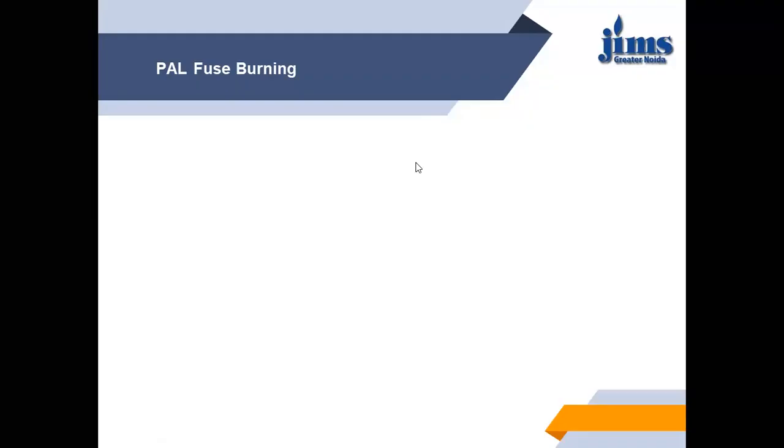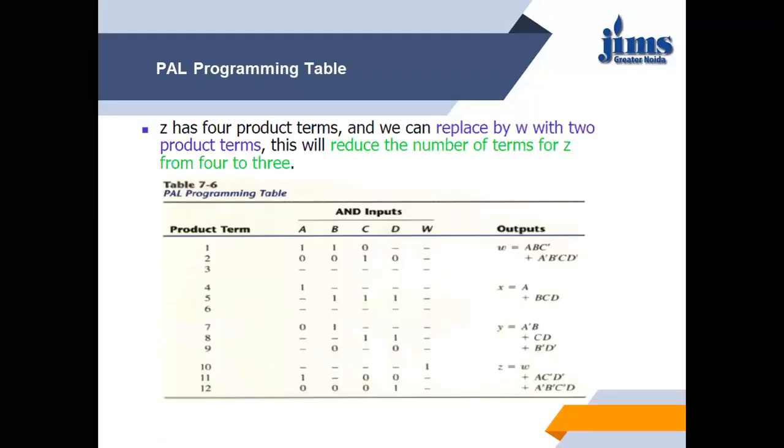Now come to the fuse burning. We can again look at the table. So this is your table. Where there is a connection, we have to put a cross, and otherwise we have to leave it open circuited.